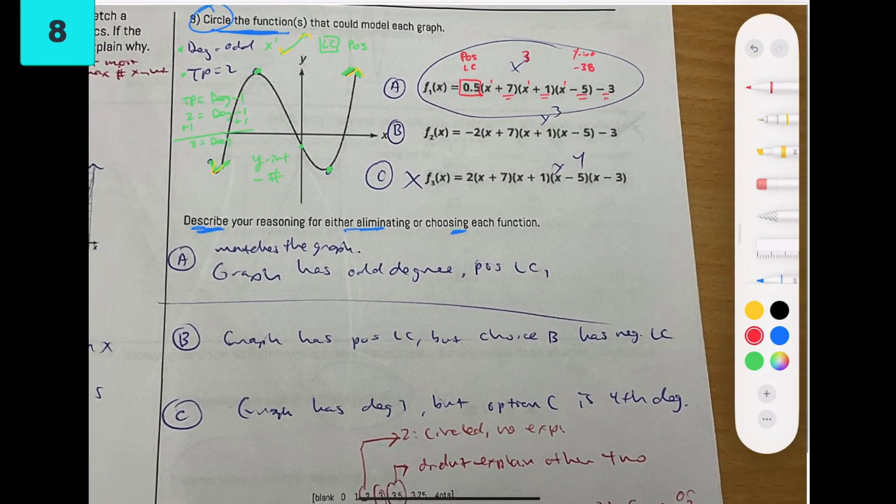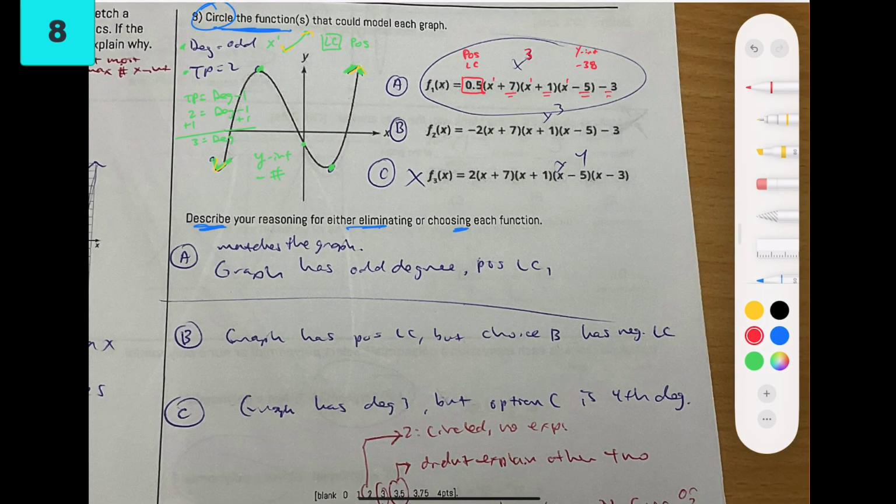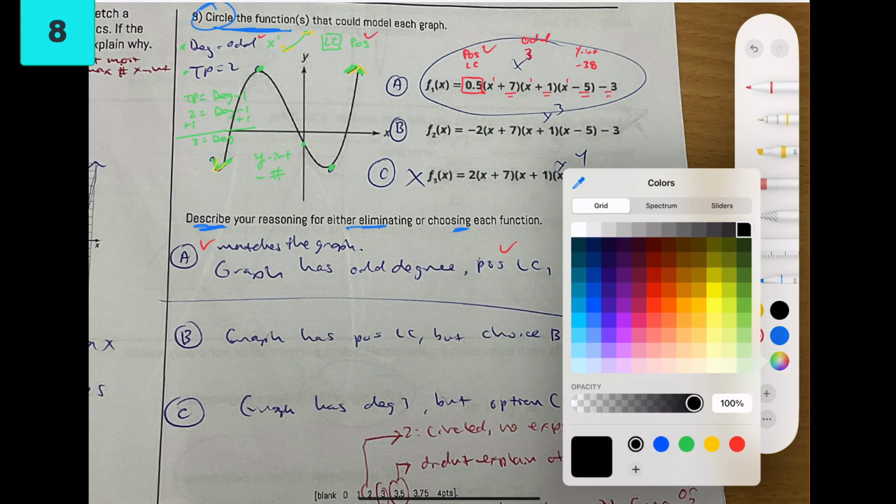Okay, let's see if it matches. And I wrote A. Yes. That one matches because the graph has an odd degree. So that's an odd, and that's also an odd. And a positive leading coefficient, positive leading coefficient, positive leading coefficient. Okay? Let's try B.